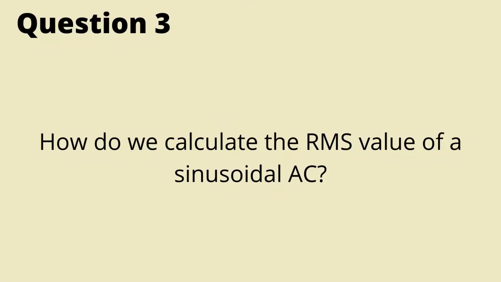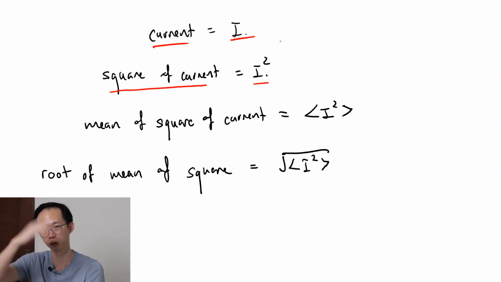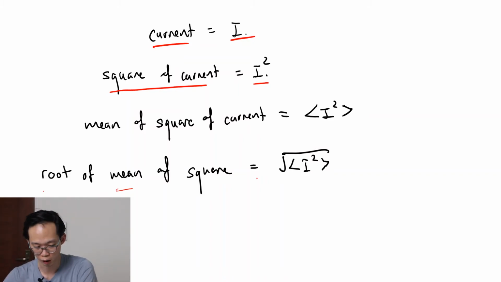Okay, so question 3, how do we calculate the RMS value of a sinusoidal AC? Now, before we go into that, let's break down the term RMS, root mean square. Root mean square literally means root of the mean of the squares, okay? So, let's say our current, we call it I, then the square of current will be I squared, okay? So, we have some I squared values, because remember, I is fluctuating sinusoidally. Then what we do is we find the mean of these squared values, mean of square of current values. And then finally, what you want to do is to find the square root of the mean of the squared values. Okay, and that is what we are going to do in a step-by-step process.